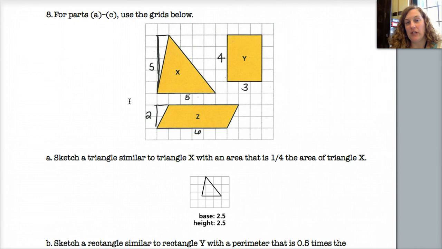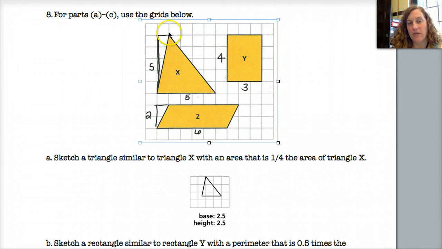For parts A through C, use the grids below for question number 8. Same thing, pretty much with all these problems, if you have a grid, you're going to want to find out dimensions pretty quickly. So our rectangle is a 4 by 3 rectangle. Our triangle is a 5 by 5 triangle. Remember, height we measure from the tallest point to the bottom, which you can measure on the side. So it has a height of 5, and Z is 2 by 6.